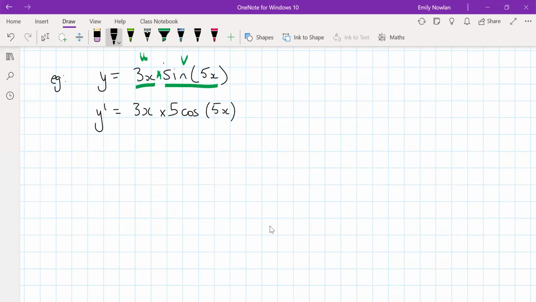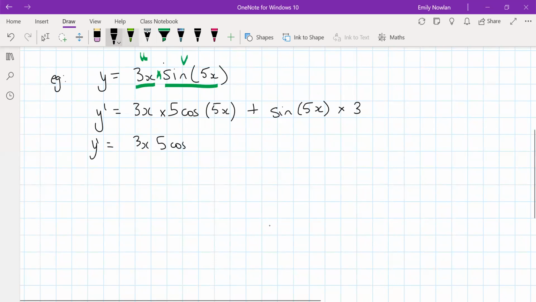So I'll put that out the front. So that's only half done. I've done u, v dash. Now I need to do v, which is sine of 5x, multiplied by u dash. So what's the derivative of 3x? It's just 3. And so you would just write it a little bit tidier together. 3 times 5 is 15. It'll be 15x cos of 5x plus, I'll just stick the 3 out the front because that's usually where we put it.